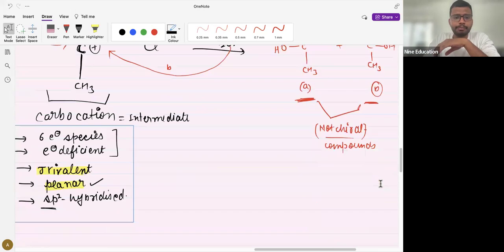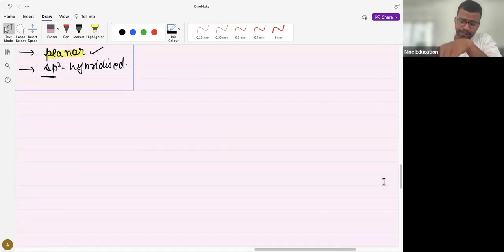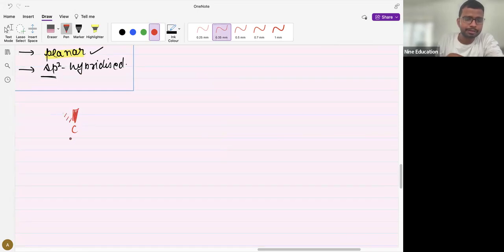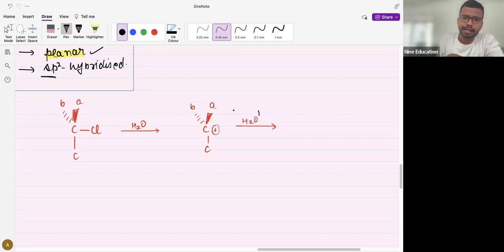But if I have any carbon on which all the four substituents are different, let's say I have here chlorine, if I have A, B, and C, and if I attack H2O on this, so what will happen? This chlorine will go and carbon will be left with A, B, and C substituents, and this will make a carbocation. Once this will attack, now H2O has the possibility to attack from front side or attack from back side.